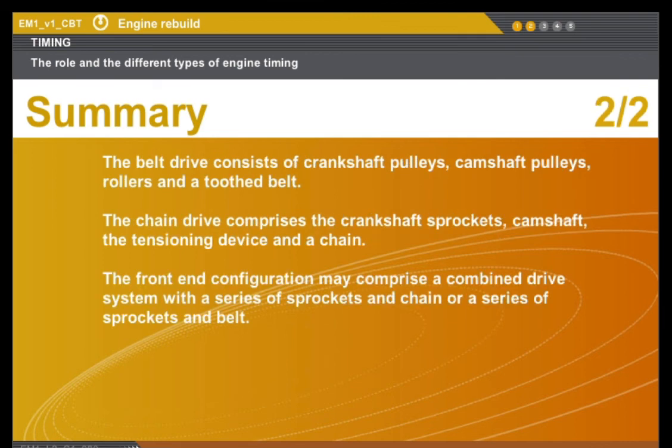The belt drive system consists of crankshaft pulleys, camshaft pulleys, rollers, and a toothed belt. The chain drive system comprises the crankshaft sprockets, camshaft, the tensioning device, and a chain. The front-end configuration may comprise a combined drive system with a series of sprockets and chain or a series of sprockets and belt.